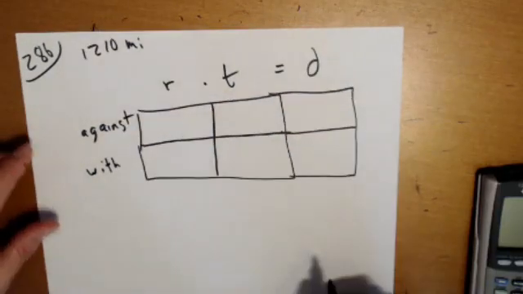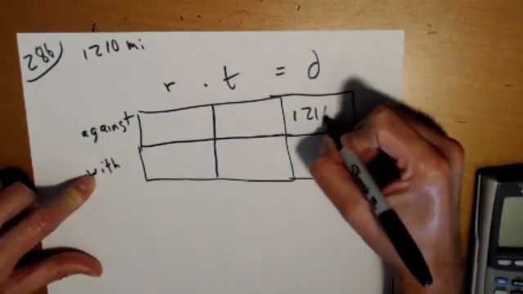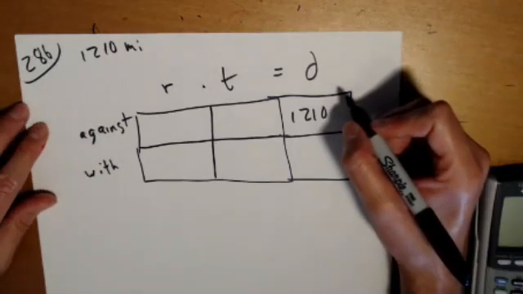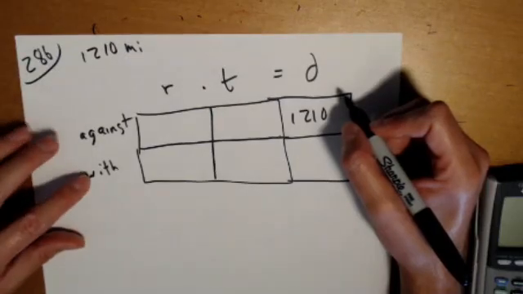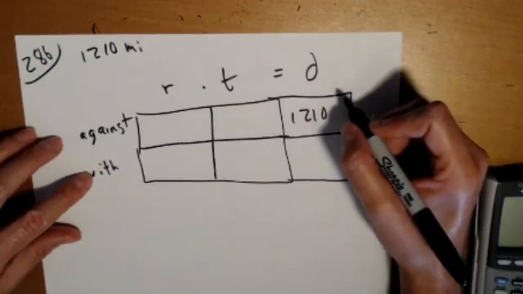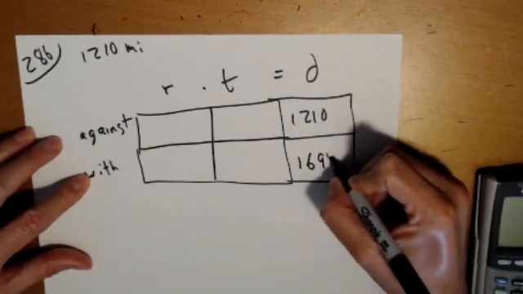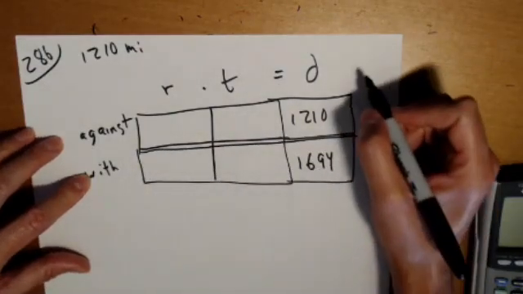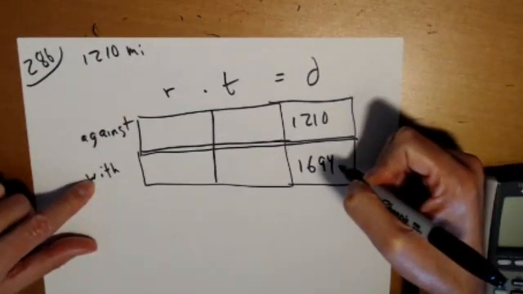With the wind. 286. A private jet can fly 1210, so distance is 1210 miles against a 25 mile per hour headwind in the same amount of time. It can fly 1694 with. So it's almost as if there are two different scenarios going on here. Okay, with a 25 mile per hour tailwind, find the speed of the jet.